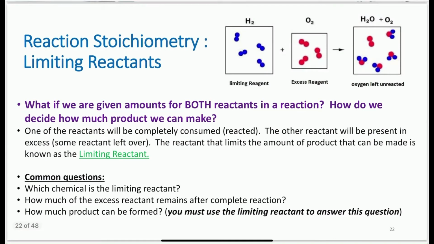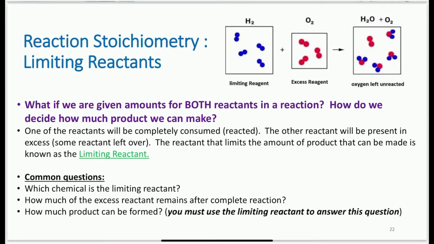So in this section, we're going to start looking at limiting reactants. What is a limiting reactant? Well, what if we're given amounts for both of the reactants in a reaction? Let's say we're doing a reaction and it has two reactants that need to come together and react to produce whatever products we're going to make. This can be for two or more, but we're going to focus on two reactants in this section. If we're given amounts for both reactants, how do we decide how much product we can make?